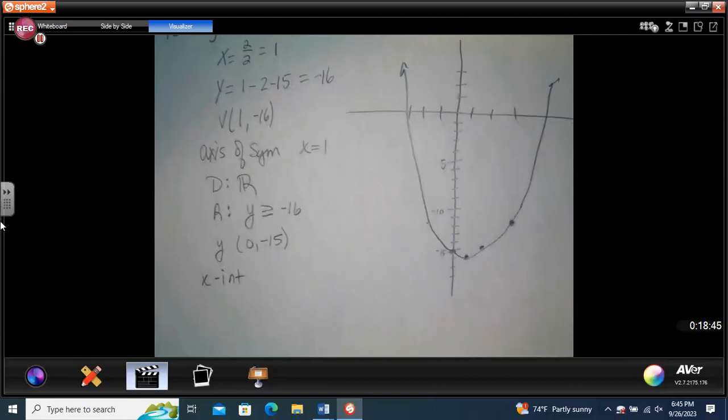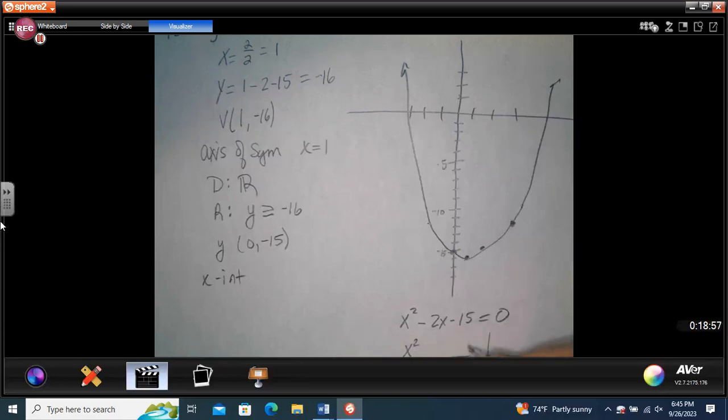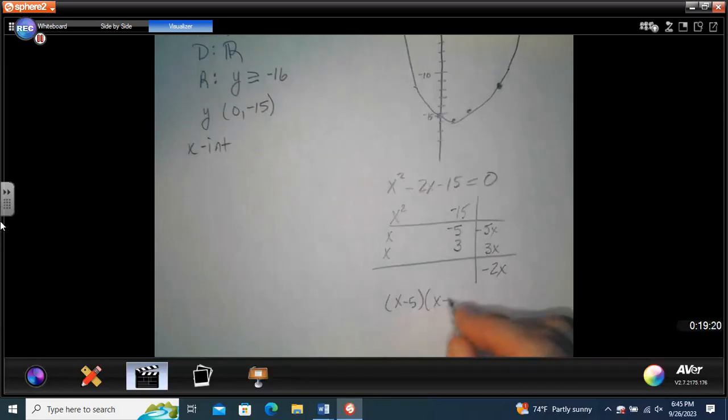So there are x-intercepts. So now I set this thing equal to 0, and I see that it factors. Yay, factoring. Negative 15, negative 2x, so x and x, 5 and 3, 5x, 3x, and I need the 5 to be negative. So this factors to the quantity x minus 5 times the quantity x plus 3 equals 0. So x equals 5, x equals negative 3.